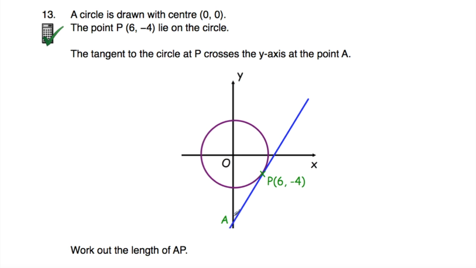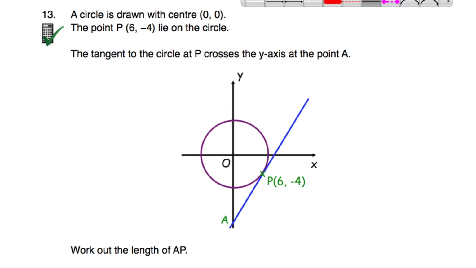If I wanted to find the length of AP, really what I want to do is find the coordinates of the point A. And then once we find the coordinates of the point A, we can use Pythagoras' theorem to find the length of AP by turning it into a right angle triangle. So to find the coordinates of the point A, we're going to want to find the equation of the tangent. Because if we can find the equation of the tangent, we can find the y-intercept, and then we'll know the coordinates of the point A, and then we can use Pythagoras' theorem and find the length of AP. Okay, so let's find the equation of this tangent.